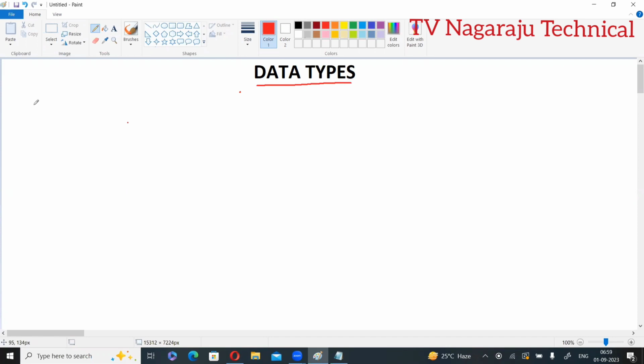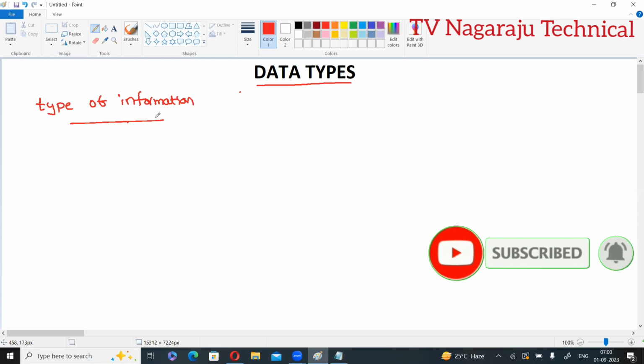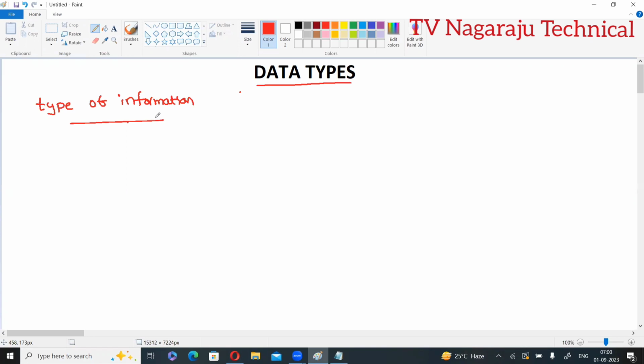First of all, what is meant by data type? The data type specifies the type of information that is expected as input to the program, the type of information that is stored in a variable, and the type of data that we get as output from the program. Simply, the data type specifies the type of data.